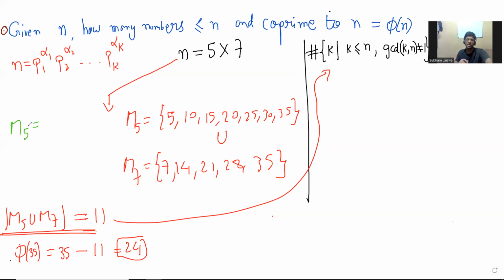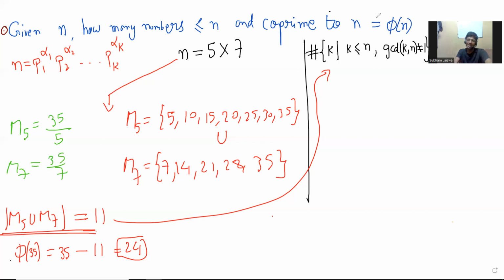So what is the size of M5, and how can we say it directly? How many numbers less than or equal to 35 are multiples of 5? Well, that's just 35 by 5, right? That's a straightforward thing. Numbers less than or equal to n which are multiples of d: d, 2d, 3d, you go till (n by d) times d, which is n. So the count is n by d, since d is a divisor. And M7 is just 35 by 7.